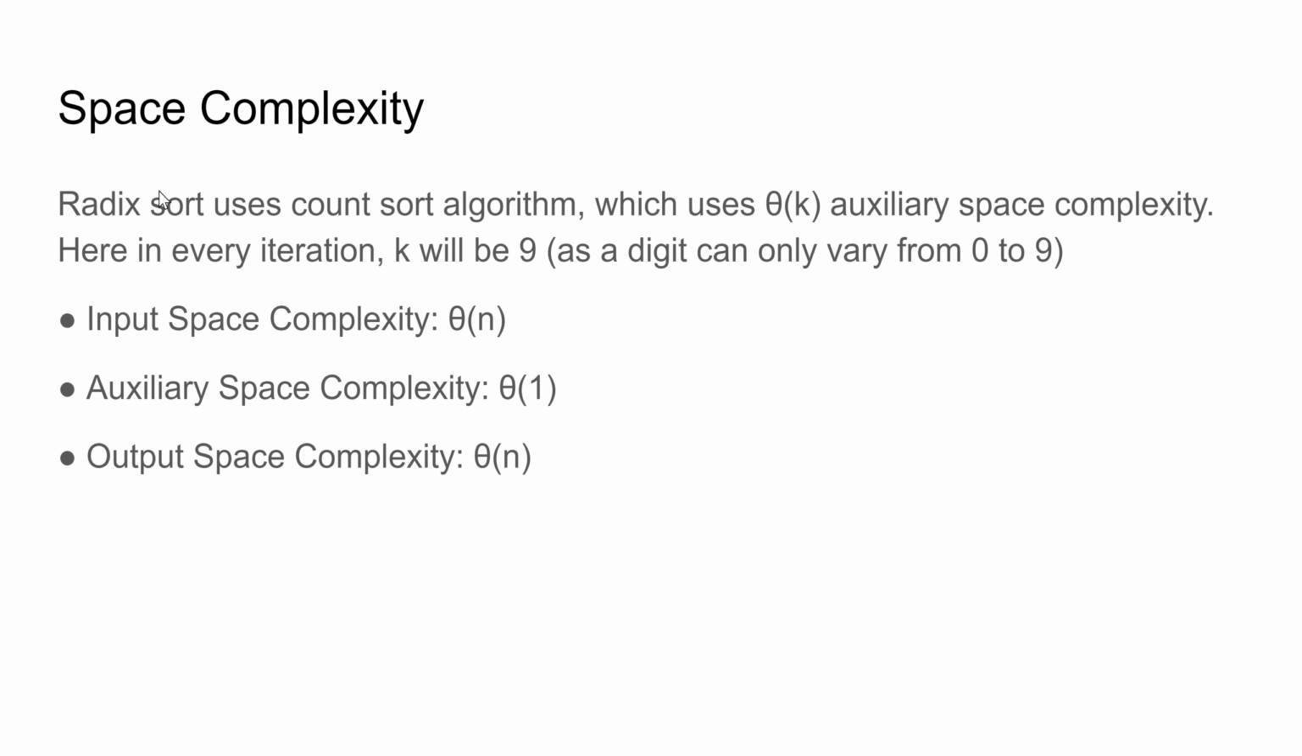Space complexity. Radix sort uses the count sort algorithm, which uses theta of k auxiliary space complexity here. And in every iteration k will be 9, as a digit can only vary from 0 to 9. Input space complexity theta of n, auxiliary space complexity theta of 1, output space complexity theta of n.